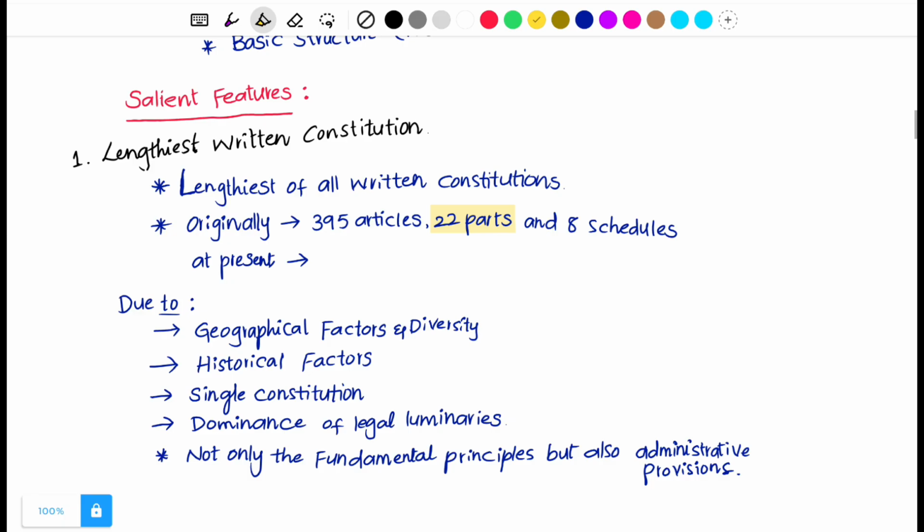The Constituent Assembly was dominated by legal luminaries like Dr. B.R. Ambedkar, who himself was a lawyer, and other members of the Constituent Assembly were also legal luminaries.